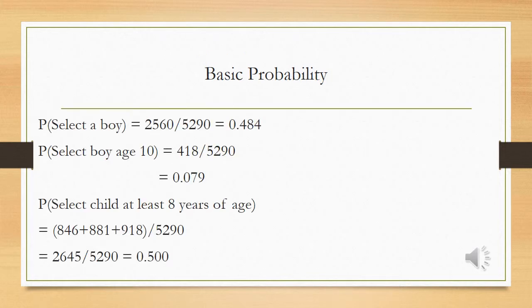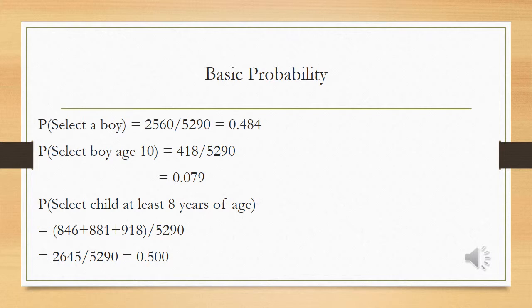In reference to the last table from the last slide, for basic probability, starting from the probability of selecting a boy in the entire sample. So we know the total sample is 5,290, and for the probability of selecting a boy, we count the number of boys that we have. We have in total 2,560 boys. So that probability will be the total number of boys over the total number of people. So 2,560 over 5,290.